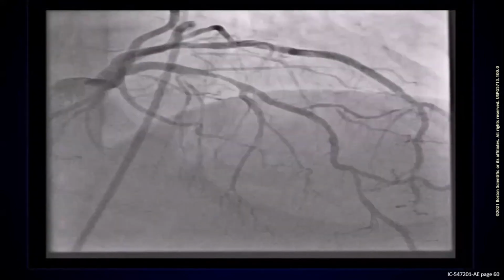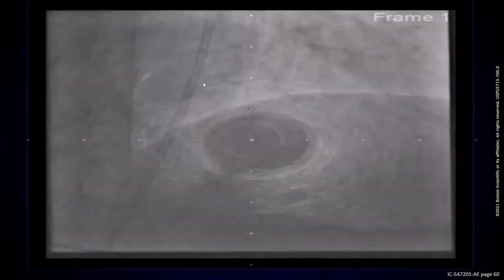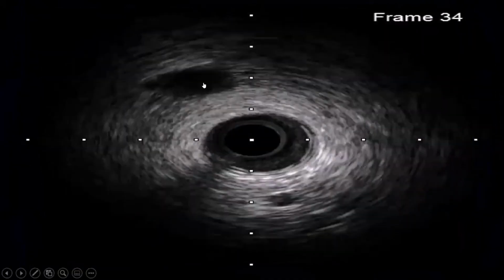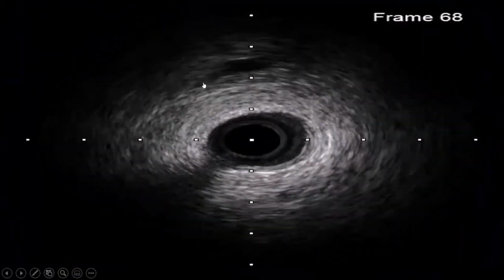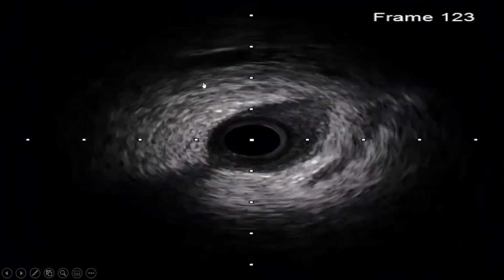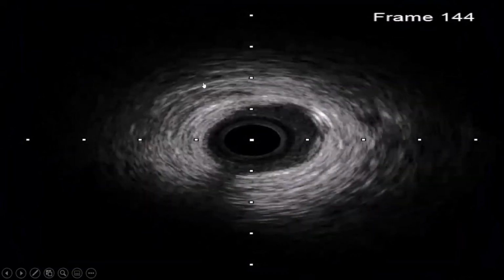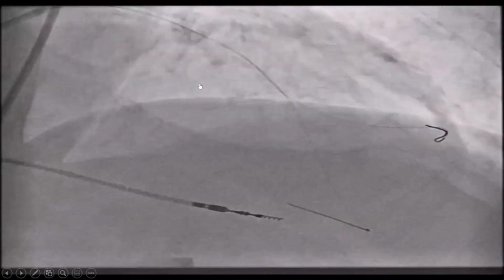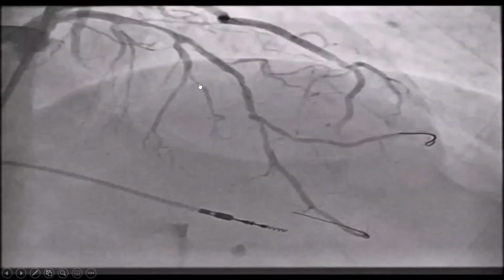So obviously, I opted for IVUS, and this is the intravascular ultrasound pullback from distal to proximal.